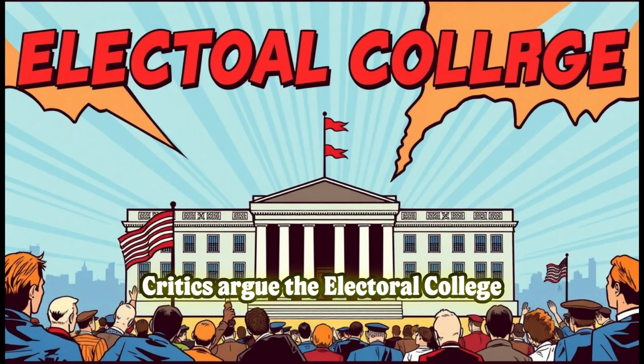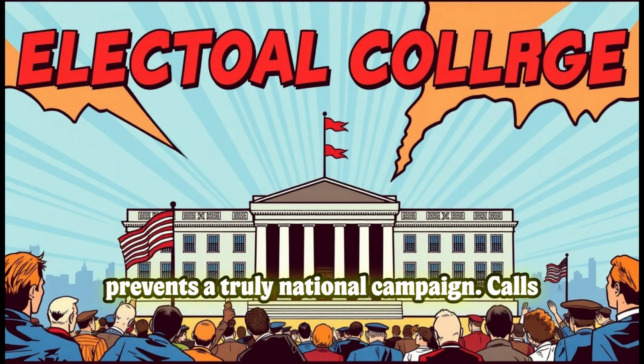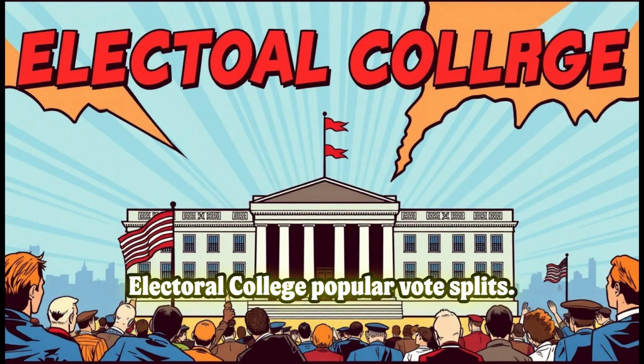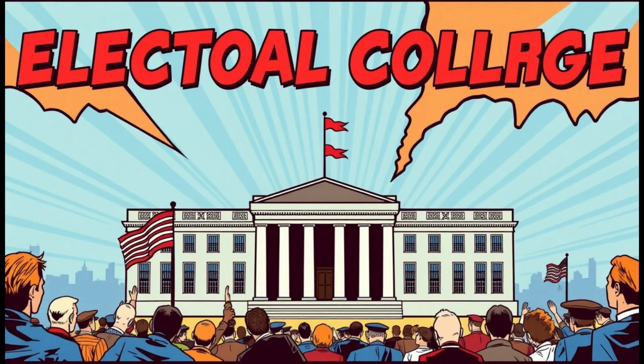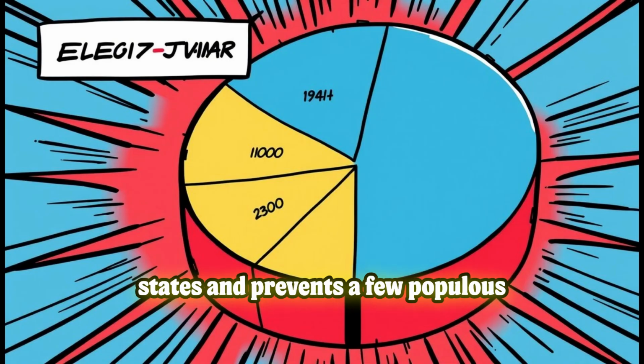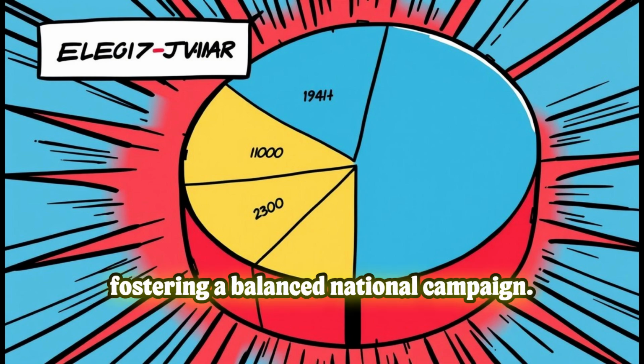Critics argue the Electoral College undermines democratic principles and prevents a truly national campaign. Calls for reform or abolition have increased, especially following elections with Electoral College and popular vote splits. Proponents argue it protects smaller states and prevents a few populous regions from dominating elections, fostering a balanced national campaign.